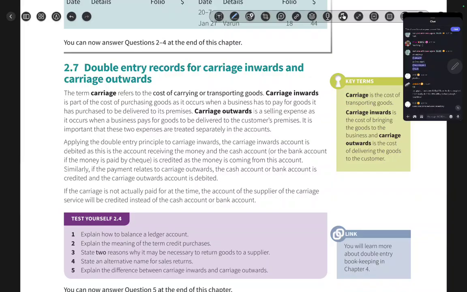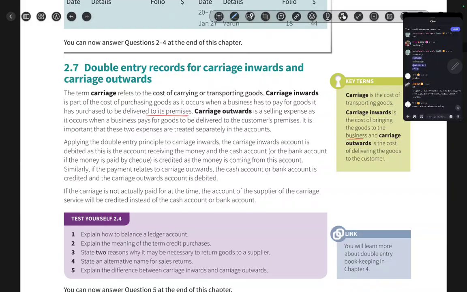Carriage inwards is the amount of money you pay for goods to come into your business. So if I'm ordering something online and I pay delivery fees, then that's carriage inwards because I'm paying for the goods to come to me. When a business has to pay for the goods to be delivered to the business's premises, that's carriage inwards, the cost of bringing goods into the business.